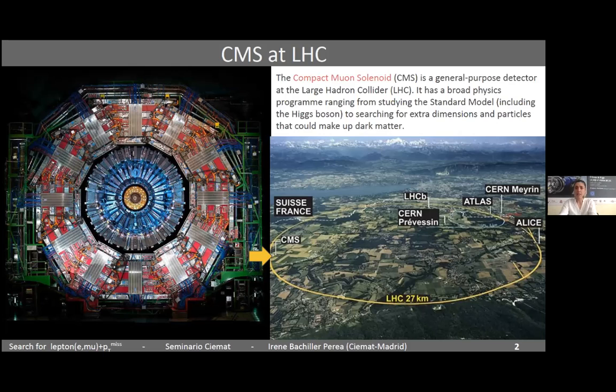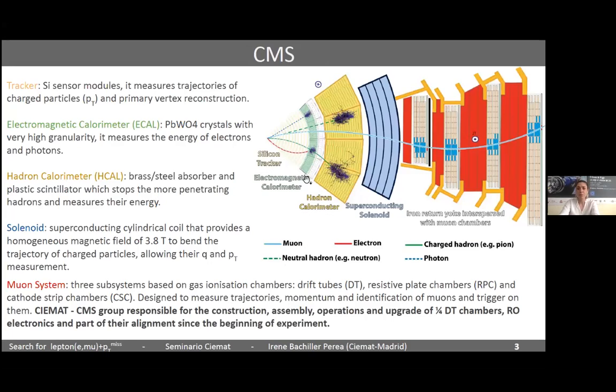The detector has a broad physics program. It has analyses on the standard model, but also on beyond the standard model, which is what we are going to focus on today. I will first present the structure of the detector, how it works. CMS is constructed in layers. So starting from the interaction point, from the middle, I will go layer by layer.